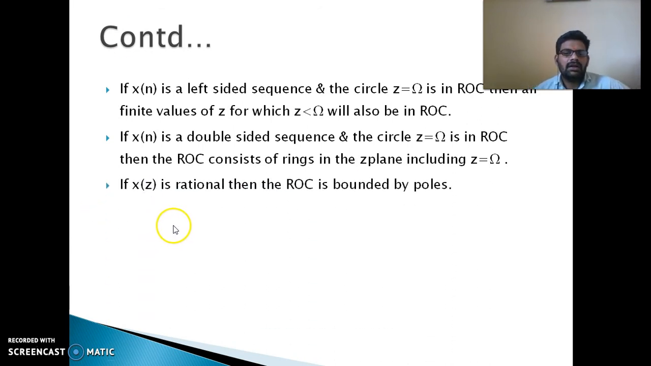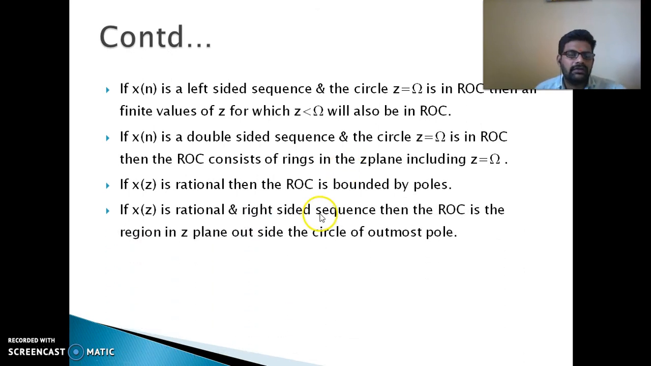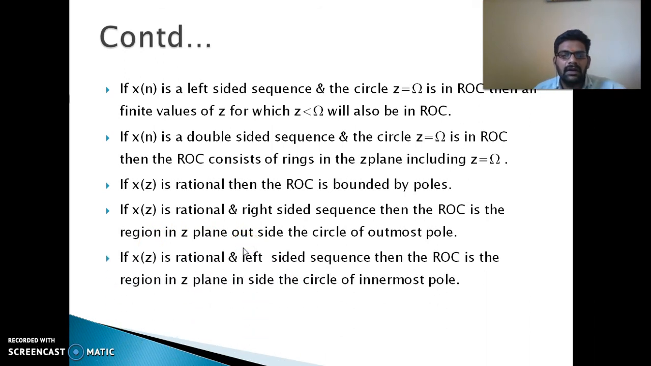Okay. Next, if X(z) is a rational function, then the ROC is bounded by its poles, that is, bounded by plus or minus a, plus or minus 2j, like this. Then it is bounded between those poles. If X(z) is rational and right sided, then the ROC is the region in the z-plane outside the circle of the outermost pole. Similarly, if it is a left-sided function, the ROC is inside the circle of the innermost pole.